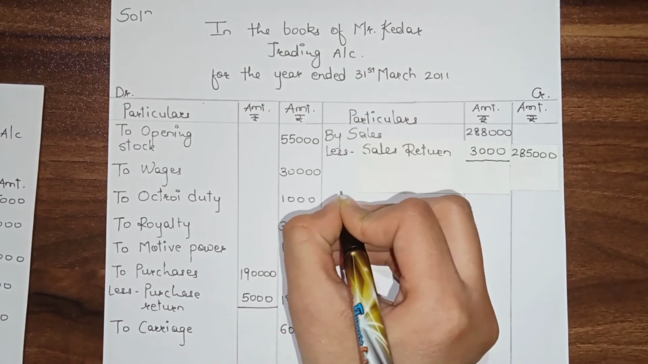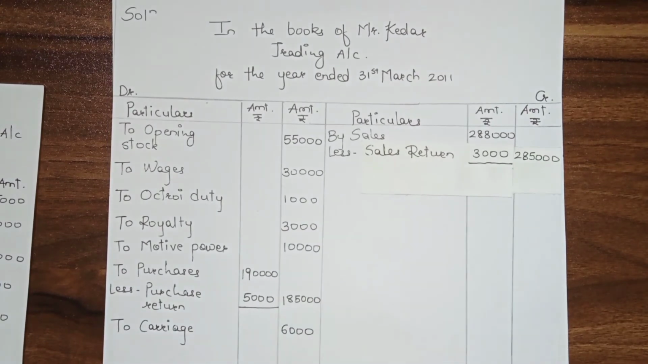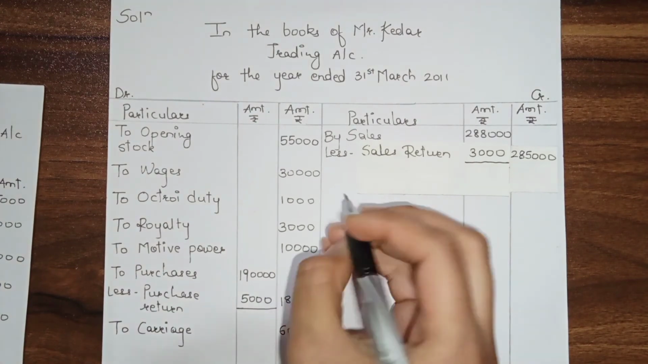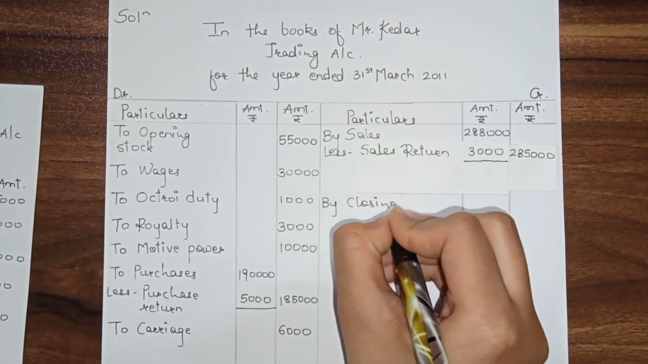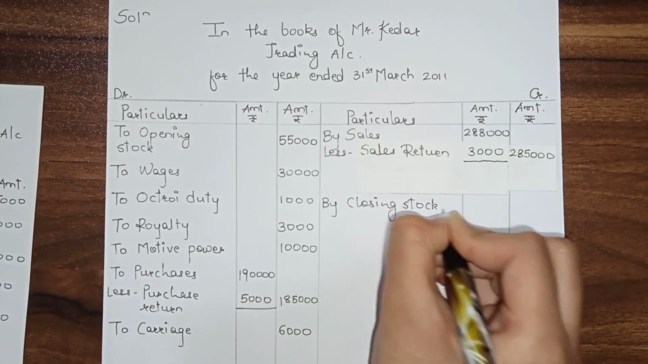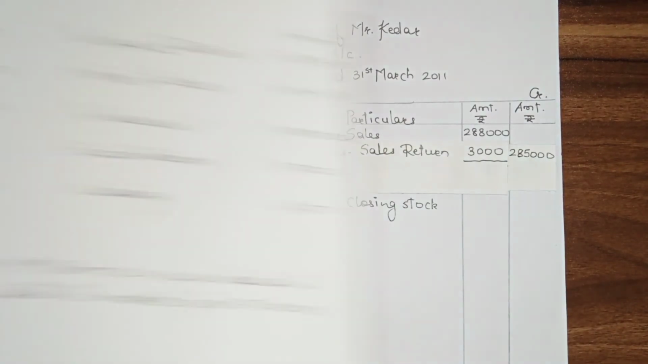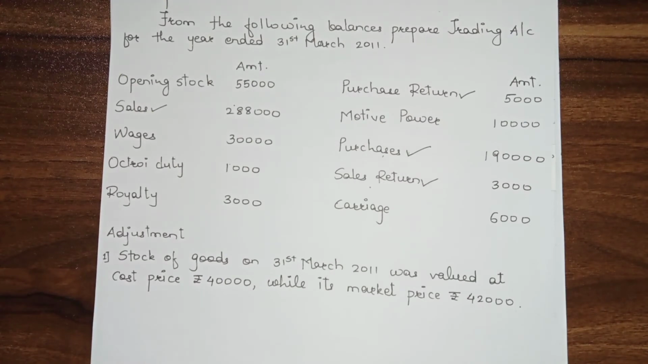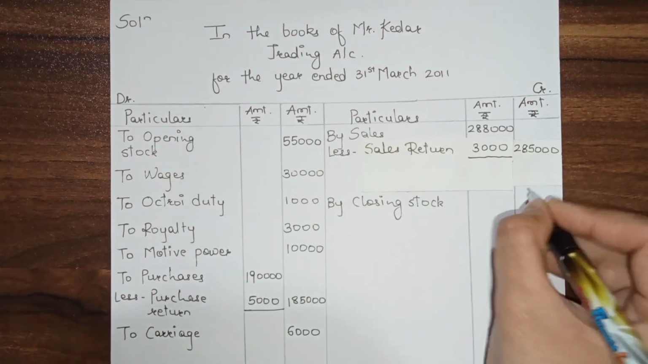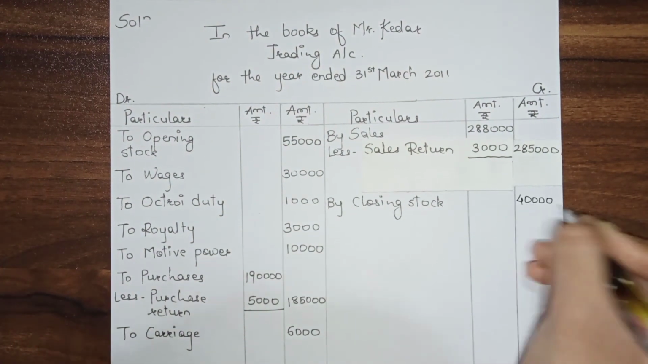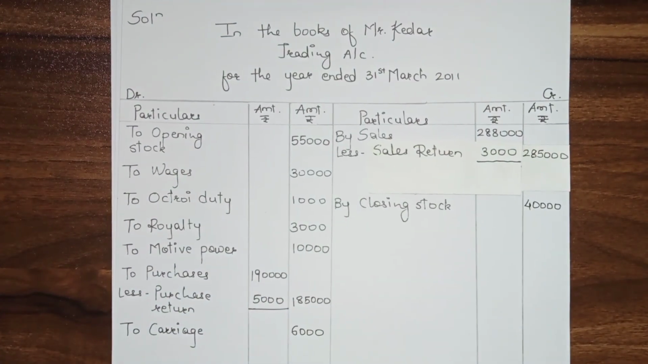I will write it down here separately so that it will be clearly visible to you how I have written it. By closing stock, as I've already told you that we are going to take the lesser amount, that is rupees 40,000. So 40,000 we will write down here in the outer column. So here we have completed the posting of all the items, and posting of the adjustment is also done.